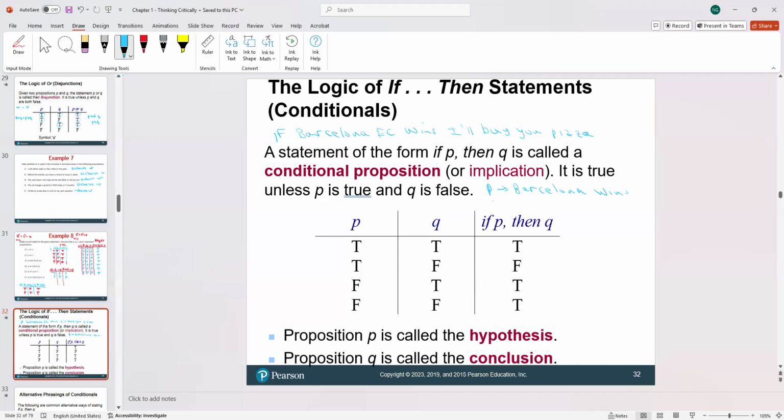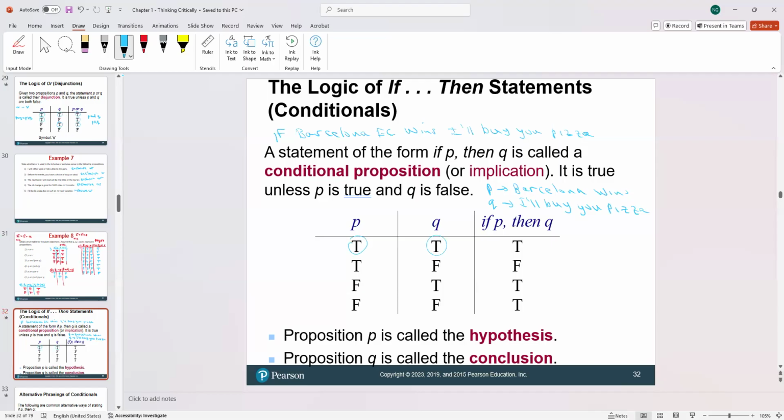The second proposition, I can call it Q: I'll buy you pizza. That's a condition here. The only way I'm going to buy you pizza is if Barcelona wins, but not if and only if. It's an only-if condition, right? Now look, Barcelona wins, I buy you pizza.